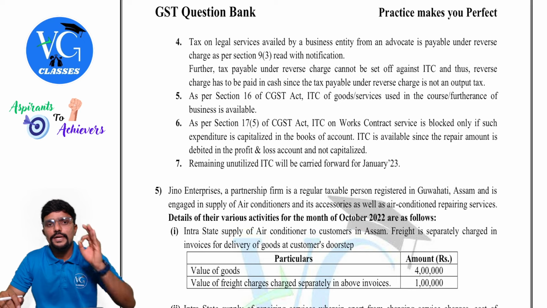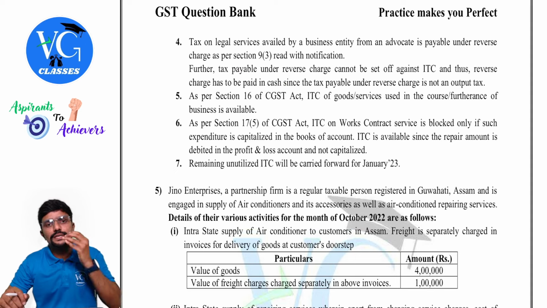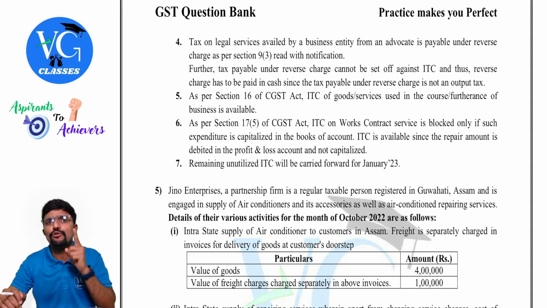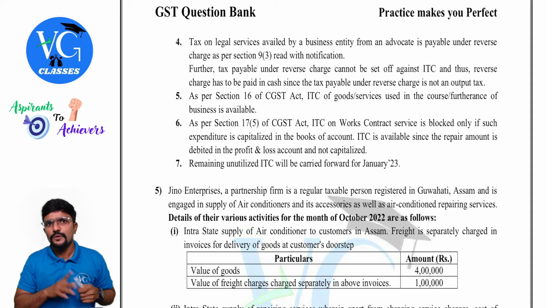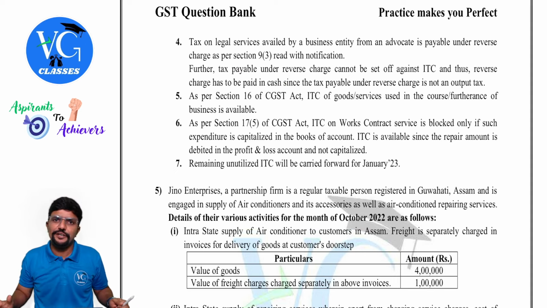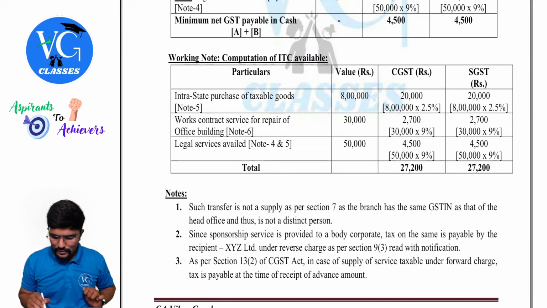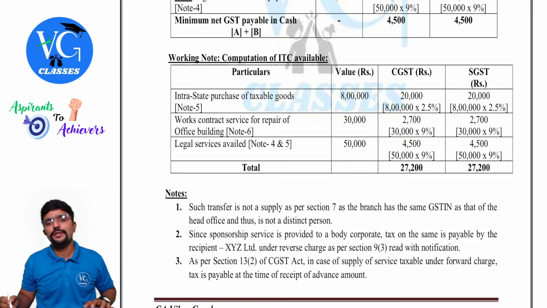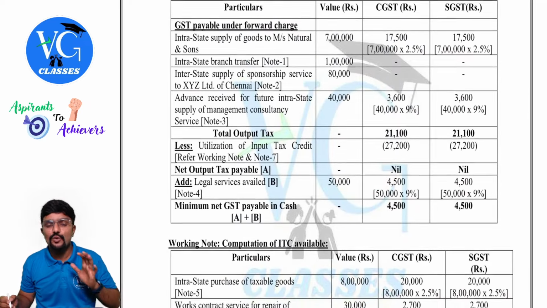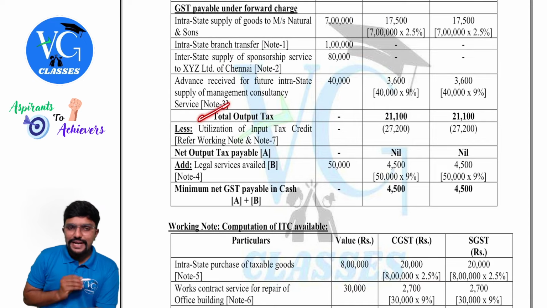Guys, whatever balance is there in the electronic credit ledger can be used only to pay output tax. And the tax payable on my inward supply under reverse charge mechanism is not an output tax. It is an input tax. So first pay through the cash ledger, and later you can also claim a credit of it in the same month. Okay, guys. So total credit available is 27,200 each. Okay, so now total output tax we have got.